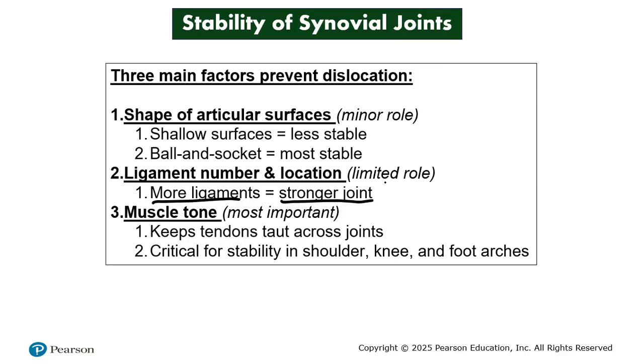And then finally, the most important is going to be muscle tone. Why is muscle tone important? Because it's going to keep the tendons taut across the joint. And remember, tendons are going to connect muscle to bone. So we have to make sure those tendons are actually working properly. Even if you have the tendon sheath or the bursa surrounding the tendon, you still want to make sure your tendons are working properly. And that's going to help you create more stability, mainly in your shoulders, your knee, and your foot arches.